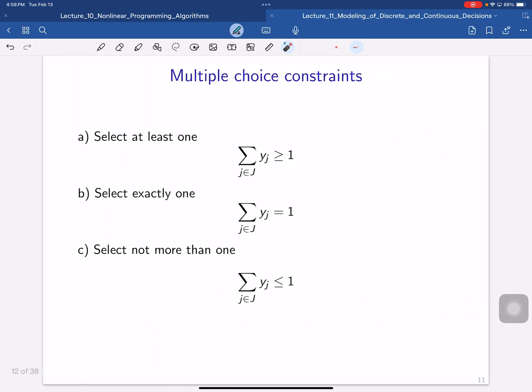Here are a few other ways of using the binary variables. In some applications, you may want to express something like, I want to select at least one of the objects in this set J. Then you can represent this as the summation of yj greater than or equal to 1. If you want to say, I want to select exactly one of the binary variables, then that will be the sum of yj exactly equal to 1. And if you want to say select not more than one of the variables, that will be the sum less than or equal to 1. This should be straightforward.